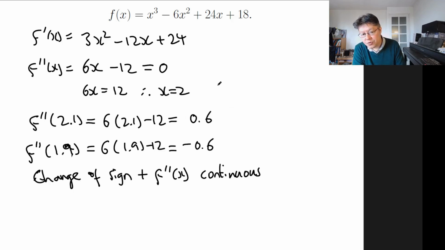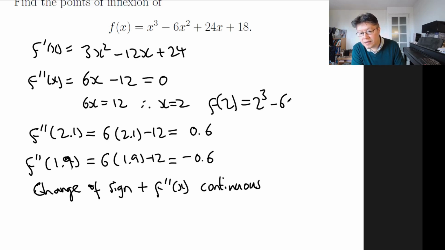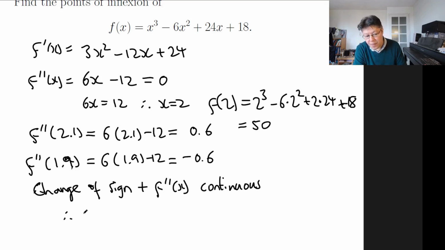So if we substitute x equals 2 into f, we get 2 cubed minus 6 times 2 squared plus 24 times 2 plus 18. And if we work that out with the calculator, that equals 50. So therefore (2, 50) is an inflection point.